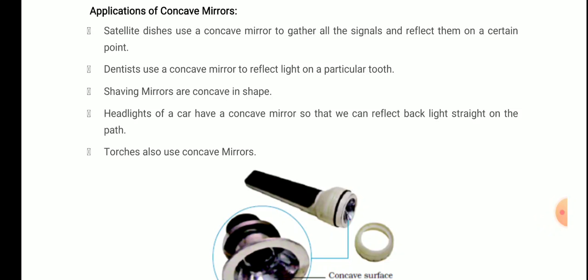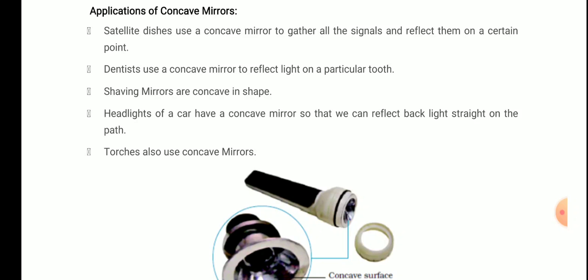Clear? And we also discussed some of the image formation with the help of concave and convex mirrors. We discussed the properties, what kind of images form, whether it is virtual, erect, real, inverted, etc. Now the next topic that we are going to start in this video is applications of concave mirrors, meaning where concave mirrors are used.